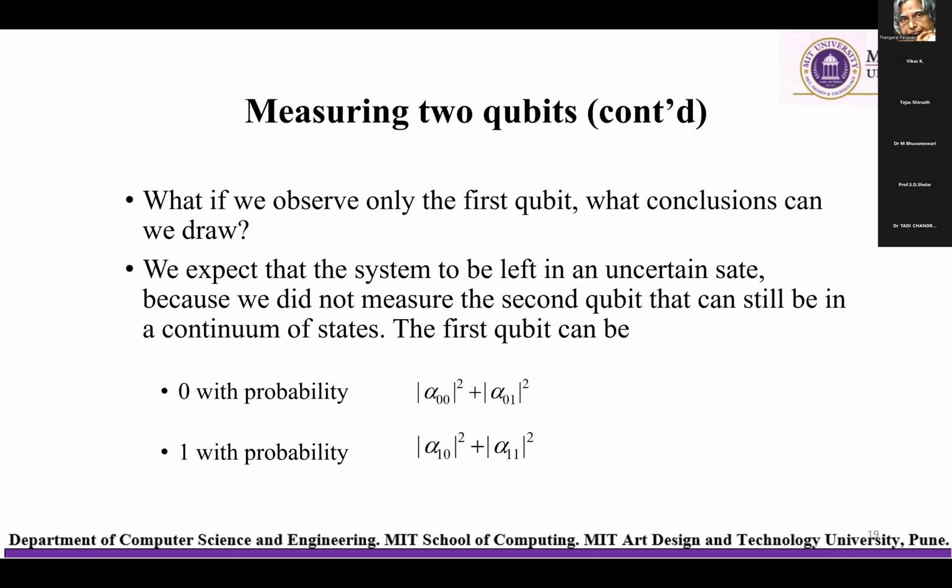The measurement of the first qubit can be described probabilistically. The first qubit can be in state 0 with probability, and in state 1 with probability, as denoted in the slide. In this case, the state of the second qubit remains indeterminate, and the system is only partially observed. Thus, we can make conclusions about the state of the first qubit, but the second qubit's state is still unknown.